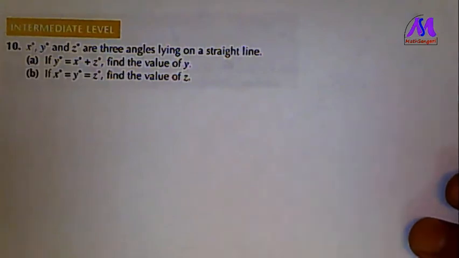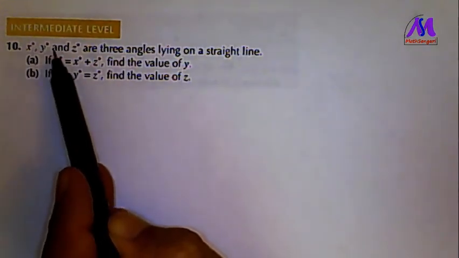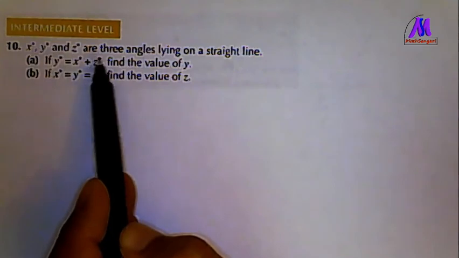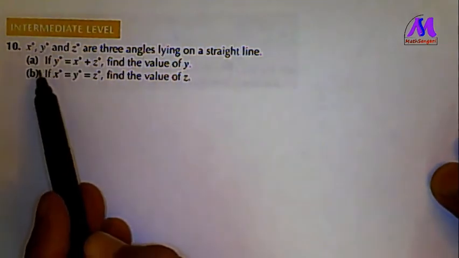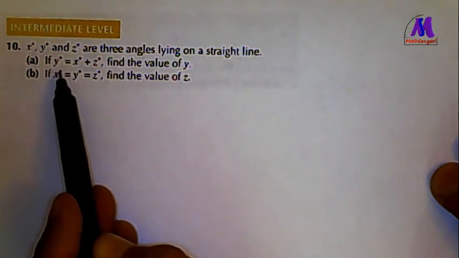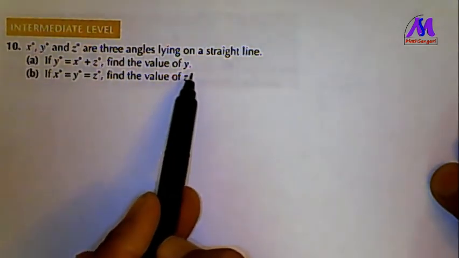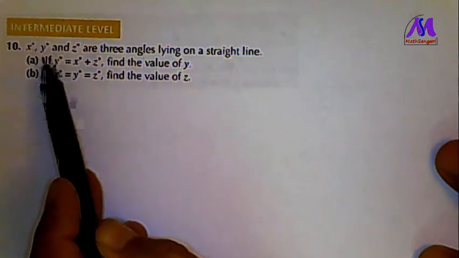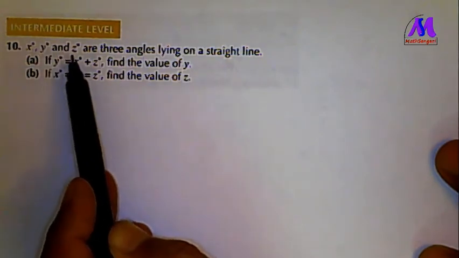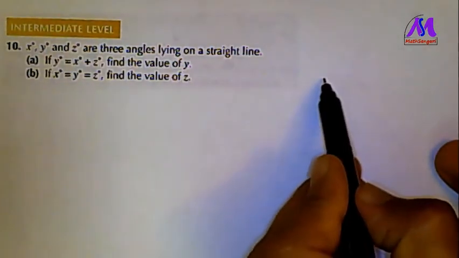Now some questions from intermediate level. Question number 10. Here it is given that three angles x, y and z are lying on a straight line. For part A, if y equals x plus z, find the value of y. So it's given the conditions. From the given instructions, x, y and z are three angles that lie on a straight line.